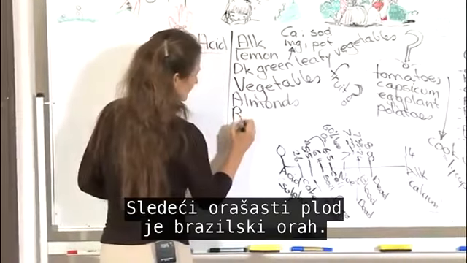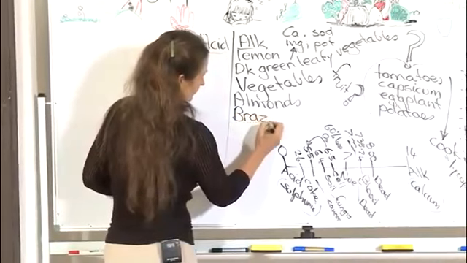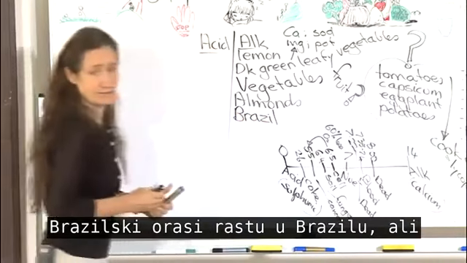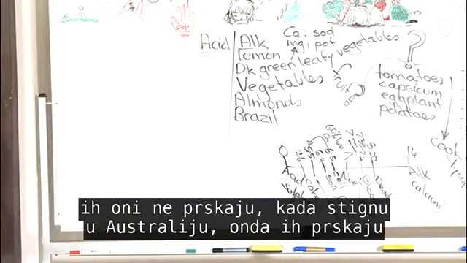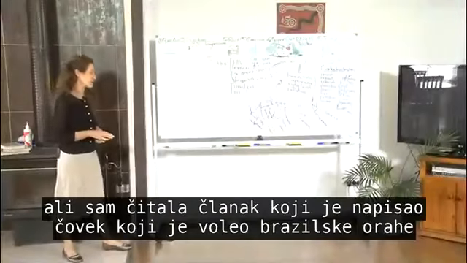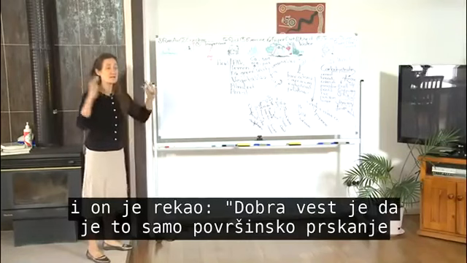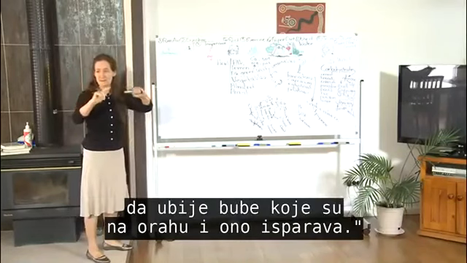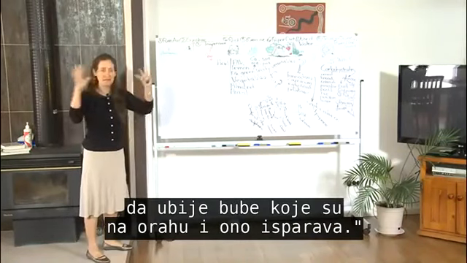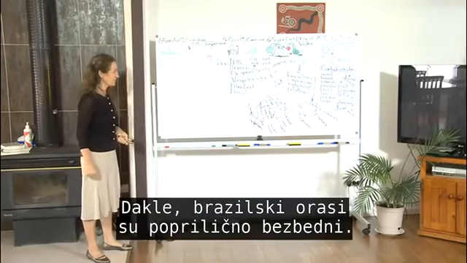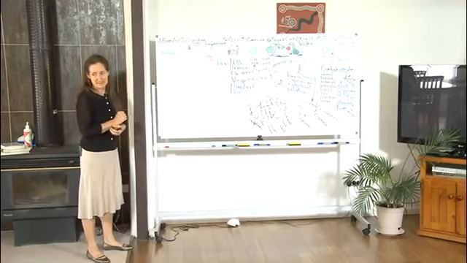The other nut is Brazil. Brazil nuts are grown in Brazil, and they're not sprayed in Brazil. When they come into Australia, they are sprayed, but I was reading an article by a man who loved his Brazils. He said, the good news is it's just a surface spray to kill off any bug that's on the nut, and it dissipates. So Brazil nuts are fairly safe.